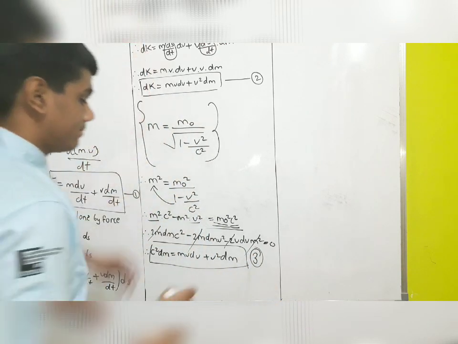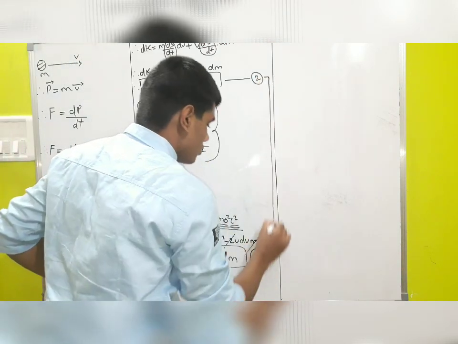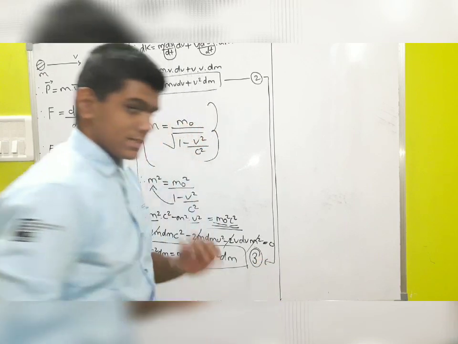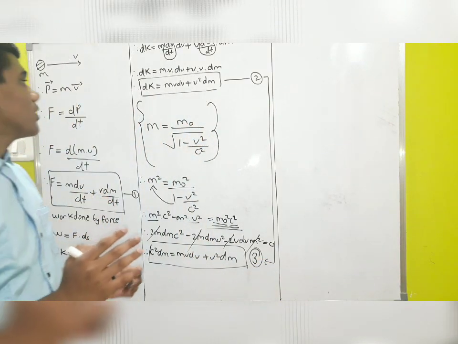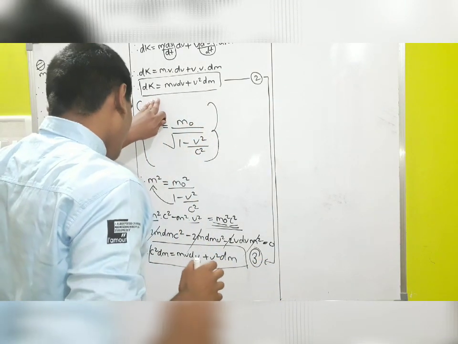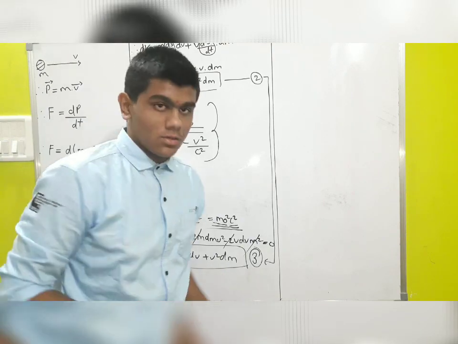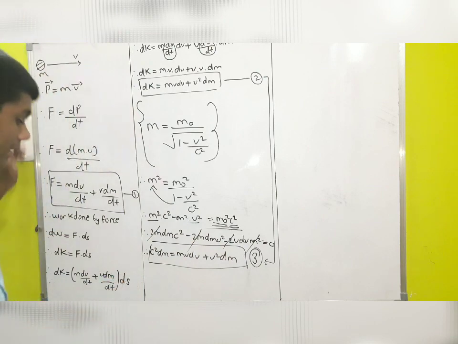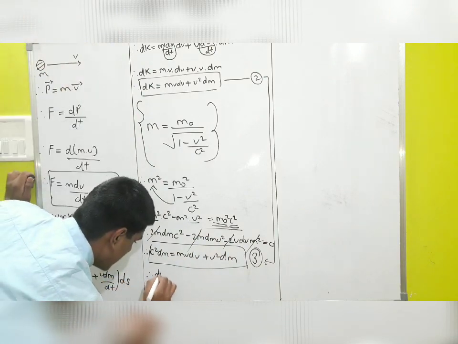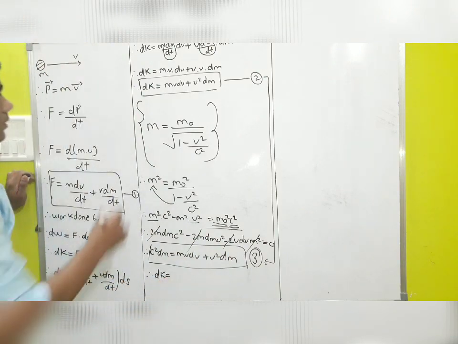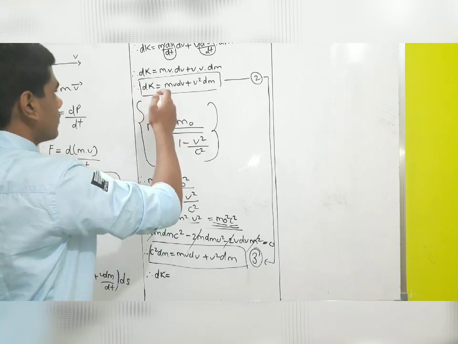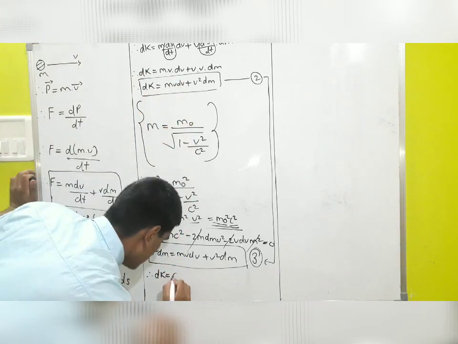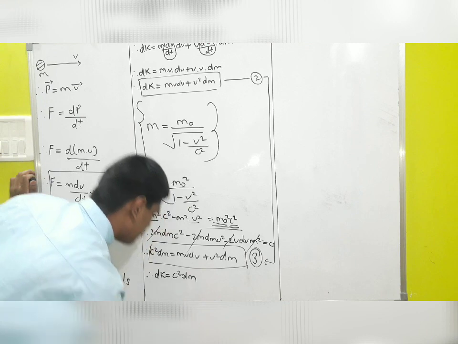And now see that equation number 2 and equation number 3 are the same. So because of that, what will happen? Now the kinetic energy is equal to the rest mass of the increasing mass of the object. So now let's write it like this. dk is equal to, what we can take, dk is equal to c square dm.